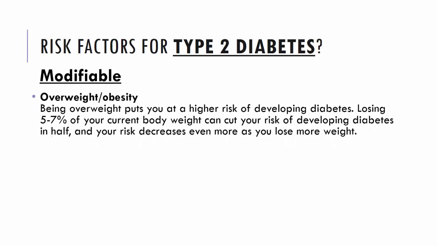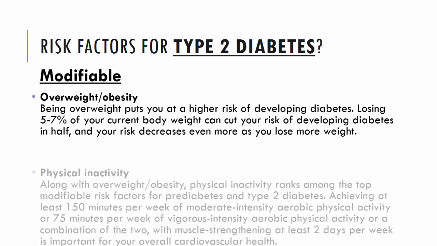Being overweight puts us at a higher risk of developing diabetes. Losing just 5 to 7% of our current body weight can cut our risk of developing diabetes in half, and your risk decreases even more as you lose weight. So, for example, if someone weighed 200 pounds, that 5 to 7% would be losing between 10 to 14 pounds, could cut their risk of developing diabetes in half.